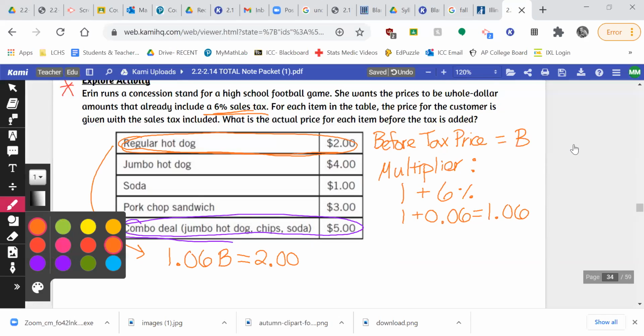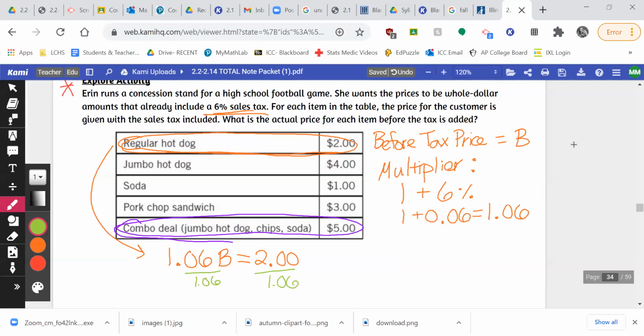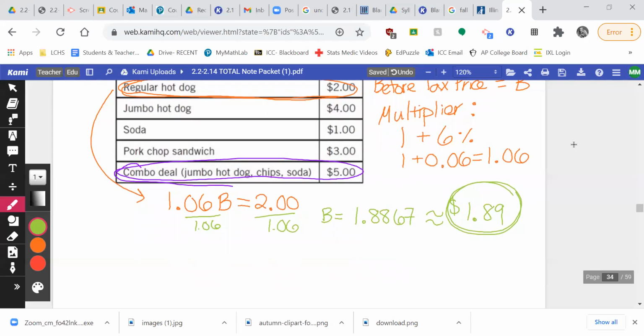All right, so to solve it, I am going to divide both sides by 1.06. And I end up with 1.8867. So let's round to the nearest penny, and it would be $1.89. So $1.89 plus 6% in tax will give us a nice even $2 item after the tax is applied.